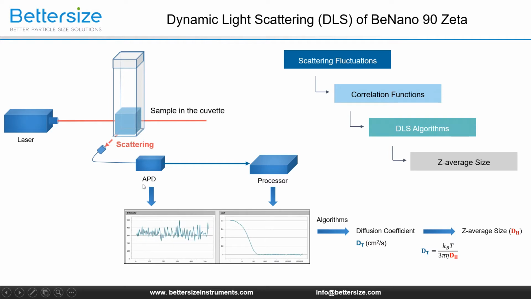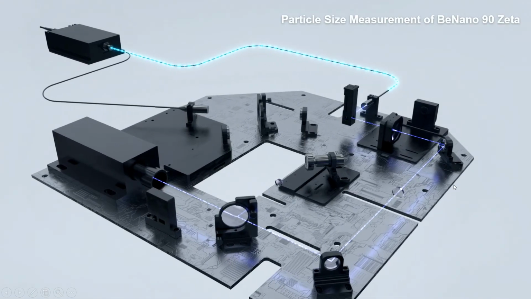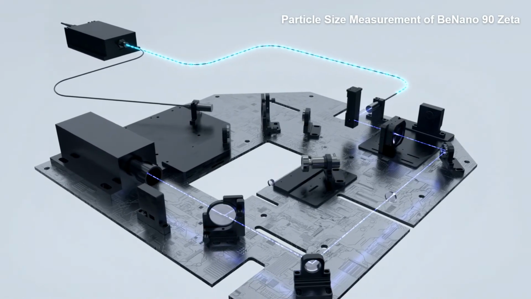The APD, Avalanche Photodiode Detector, determines the number of photons scattered, and the processor computes the sample autocorrelation function. The diffusion coefficient is then calculated and used to provide the average size through the Stokes-Einstein equation. Particle size measurement is performed with the DLS technology using a detector at 90 degrees.